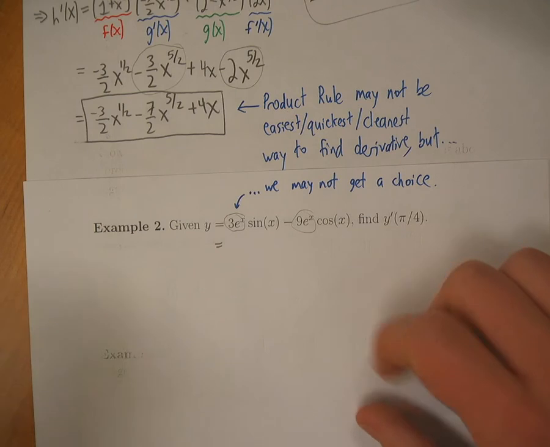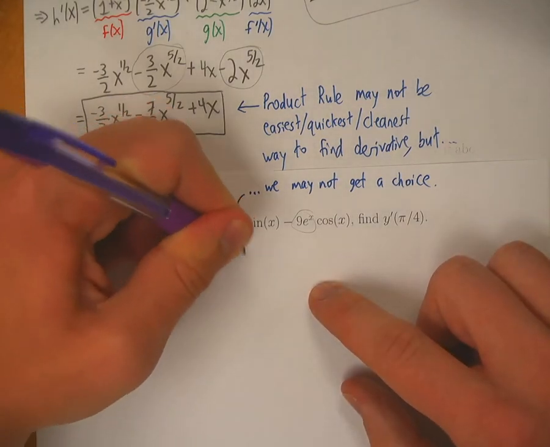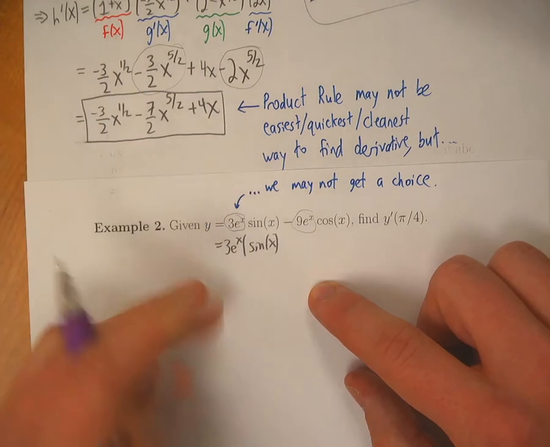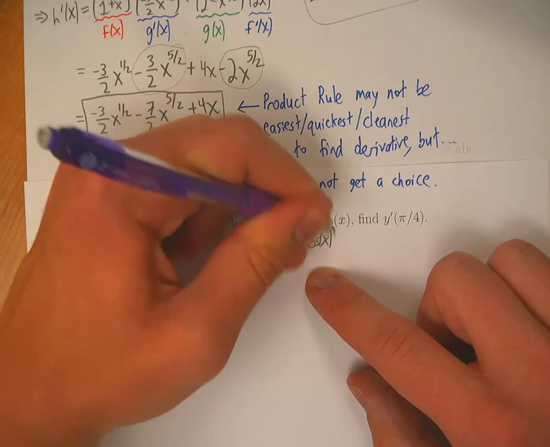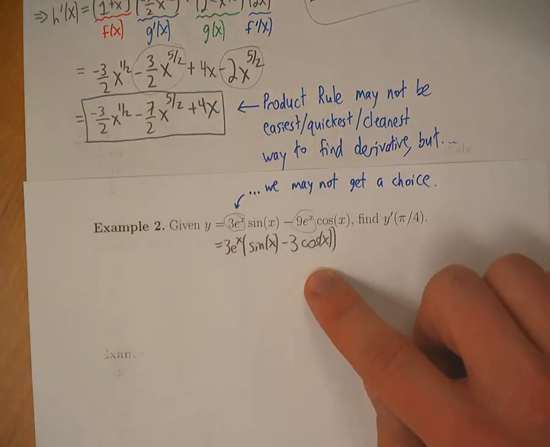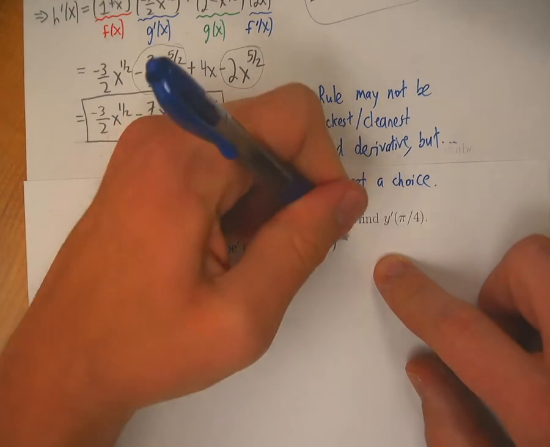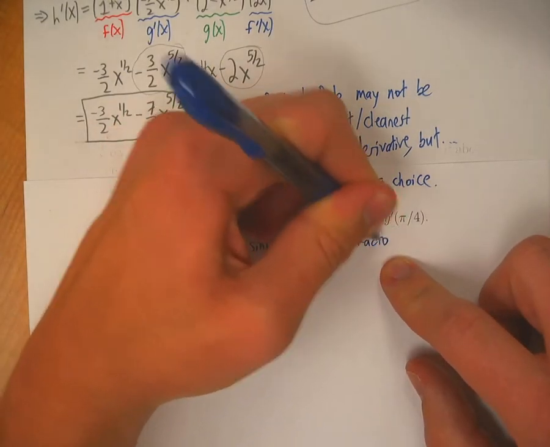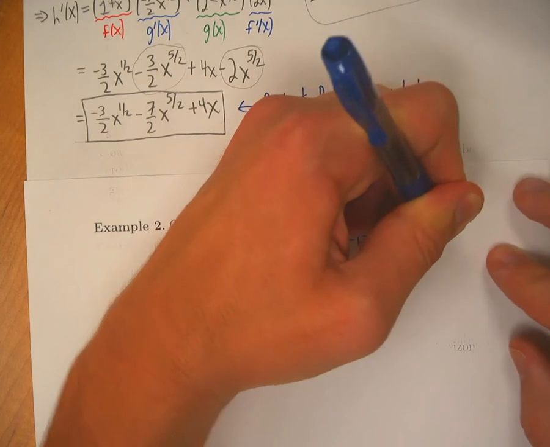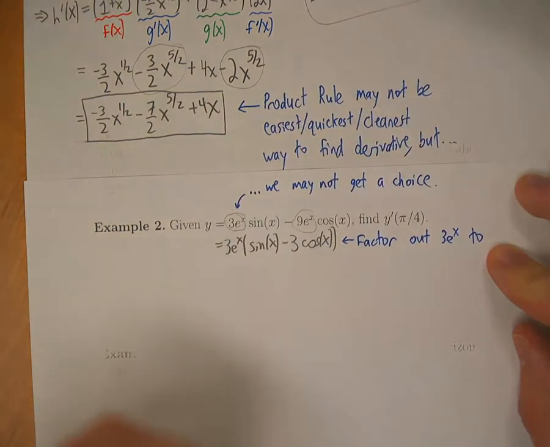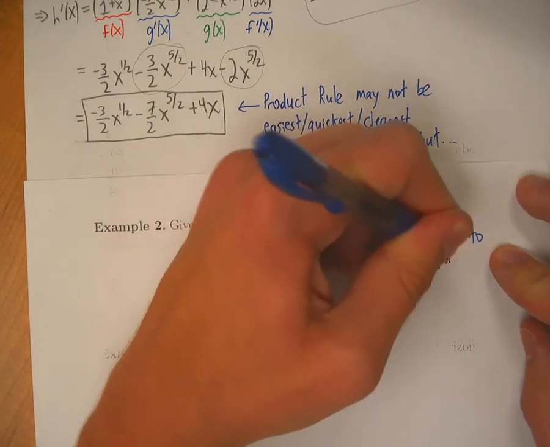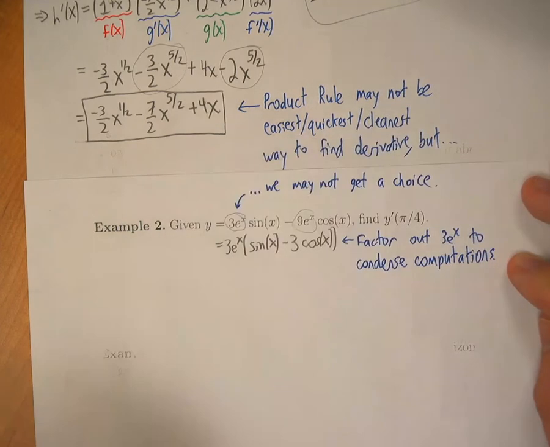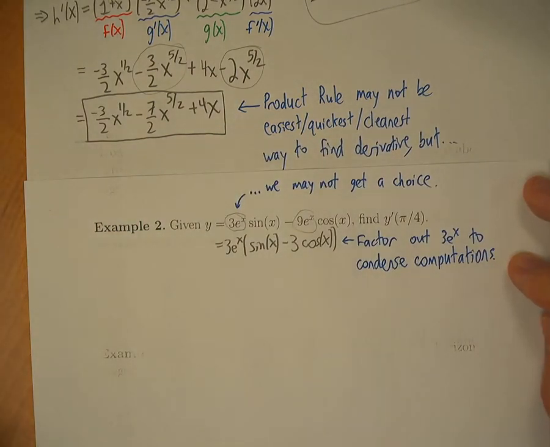3e to the x. Yep, 3e to the x, right? So we have sine of x, 3e to the x times the quantity sine of x minus 3 cosine of x. Right? And the reason we're doing that here is because we factor out 3 times e to the x to condense computations. So that'll make things a little bit easier on our ends. Okay?